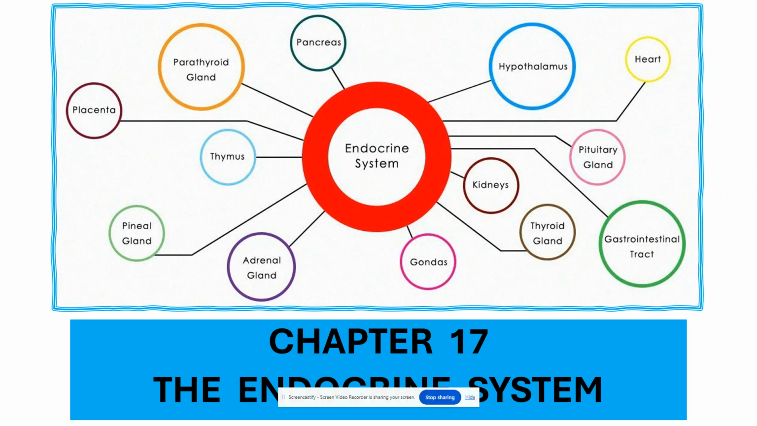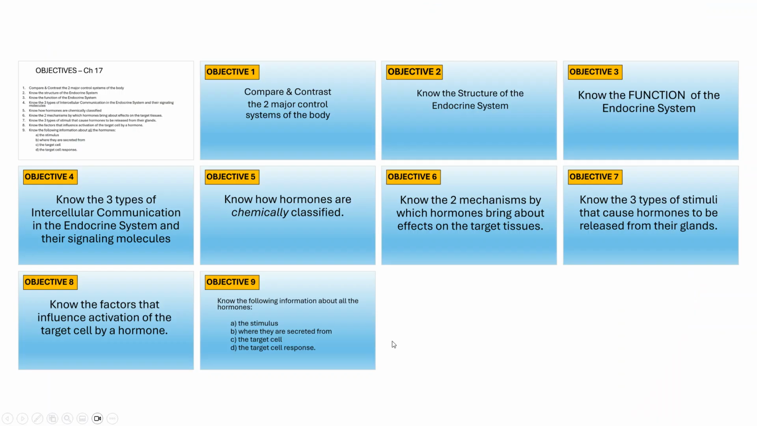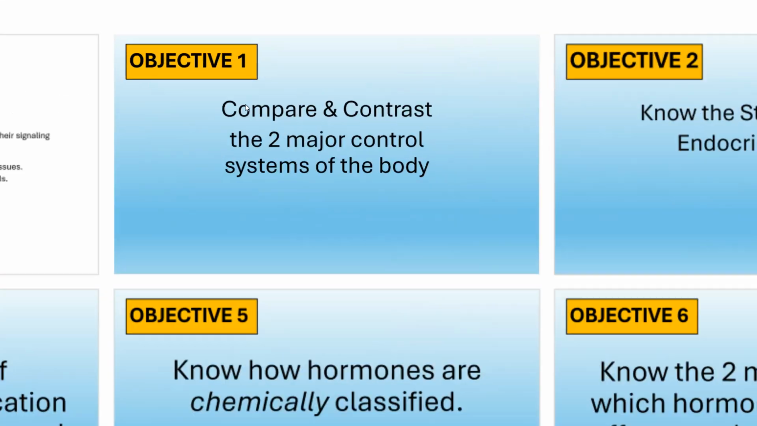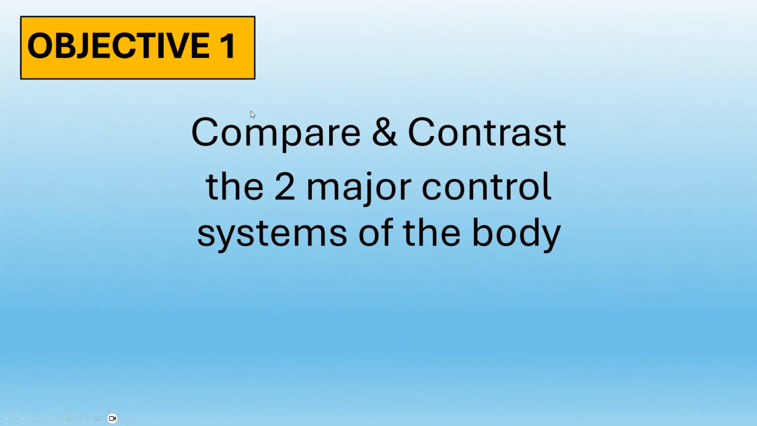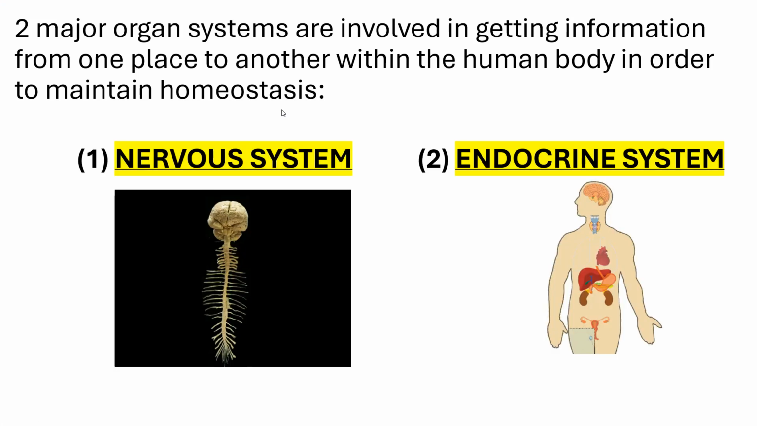Hello, this video is over Chapter 17, the Endocrine System, Objective 1. So we're going to take a look at Objective 1, comparing and contrasting the two major control systems of the body. The two major organ systems involved in getting information from one place to another within the human body in order to maintain homeostasis are, you should probably already know, the nervous system and the endocrine system.